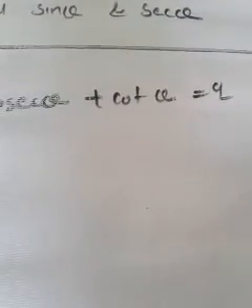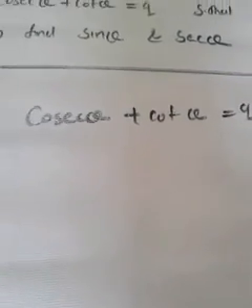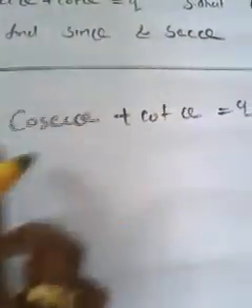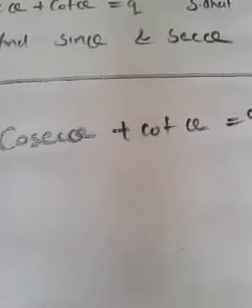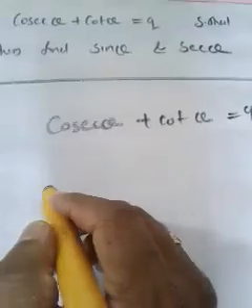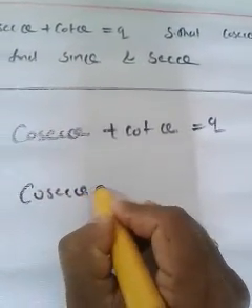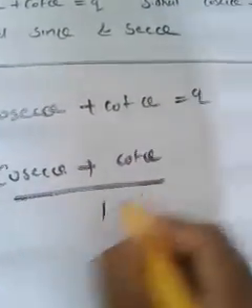We have to find the value of cosec theta minus cot theta. In order to find cosec theta minus cot theta, we have to create the presence of cosec theta minus cot theta here in the given thing. How can we make the presence? You may have forgotten, so let me recall that. I'm going to write cosec theta plus cot theta is equal to q as cosec theta plus cot theta by 1 is equal to q.